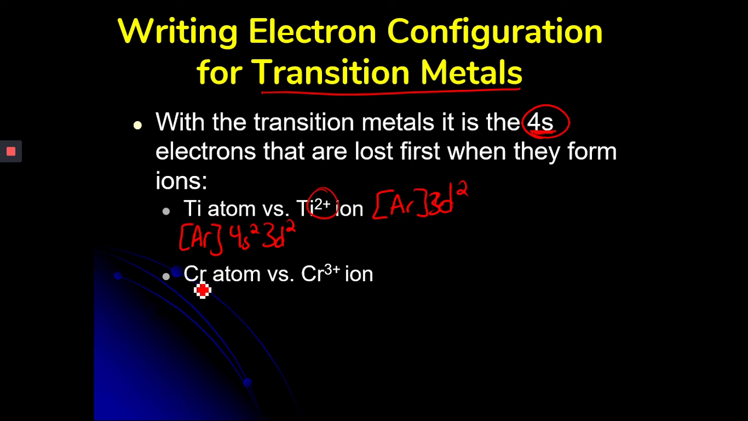So if we look at chromium, remember chromium would be argon, and then chromium is our exception, so it would be 4s1, 3d5. So to say that we have a chromium 3 ion, what we would do is we would lose the 4s, and then we would lose 2 from the 3d. So chromium +3 would be argon 3d3. So transition metals lose their s orbital electrons first. Everybody else, it's going to be the outermost electron.